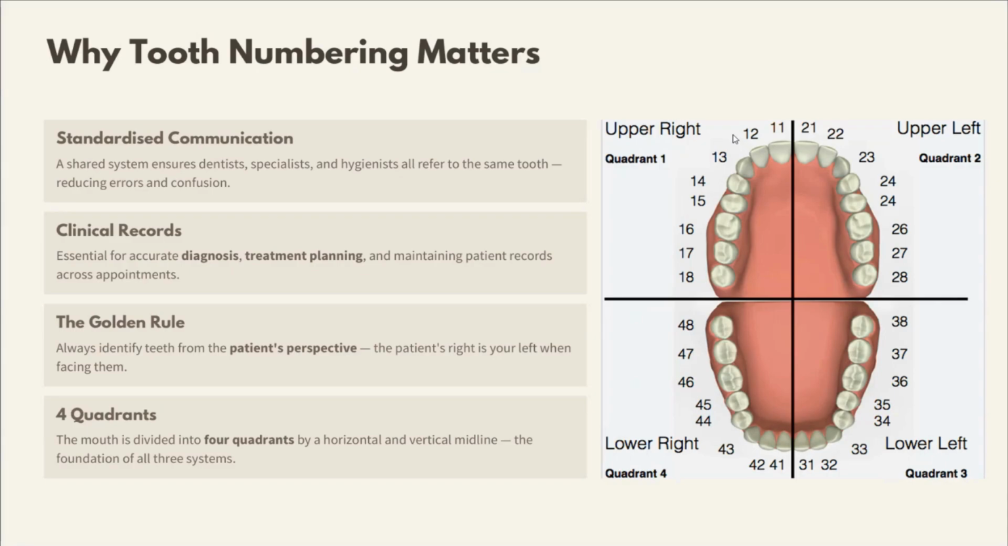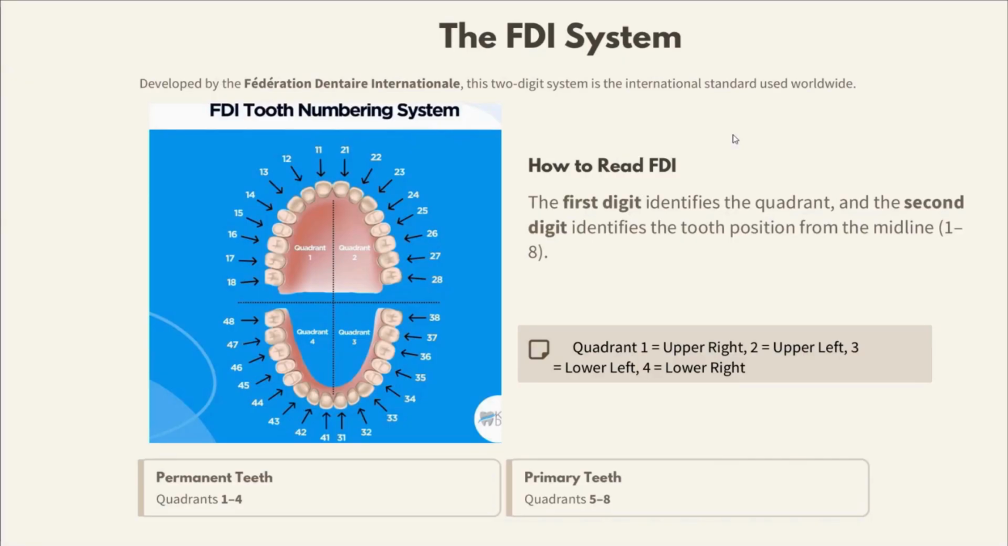lower right. All right. So let's start with the most important one, which is the FDI system. This is the international system that is used worldwide. It is actually very simple. Here, we are going to use two digits, and the first digit tells you the number of the quadrant.